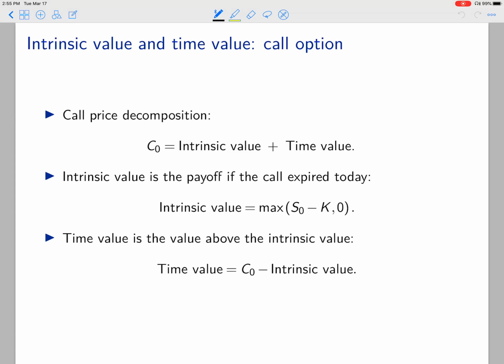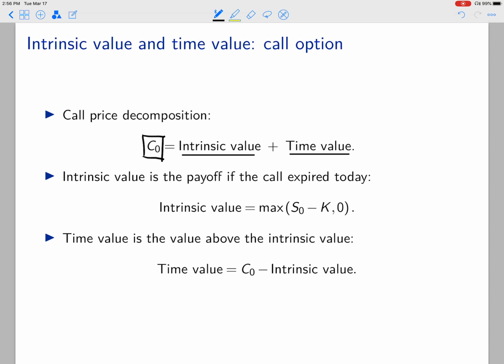The call price can be linearly decomposed into intrinsic value and time value. So the call price, C0, can be decomposed into the sum of intrinsic value and time value. What is intrinsic value? Intrinsic value is going to be the tangible value of the option. It's going to be the payoff of the option if you assume that it expired today. Or alternatively, it's the value of the call if nothing changed between today and date capital T, the future.